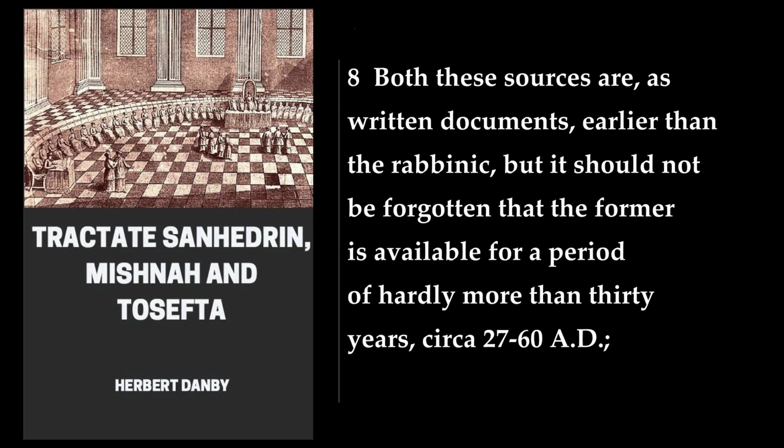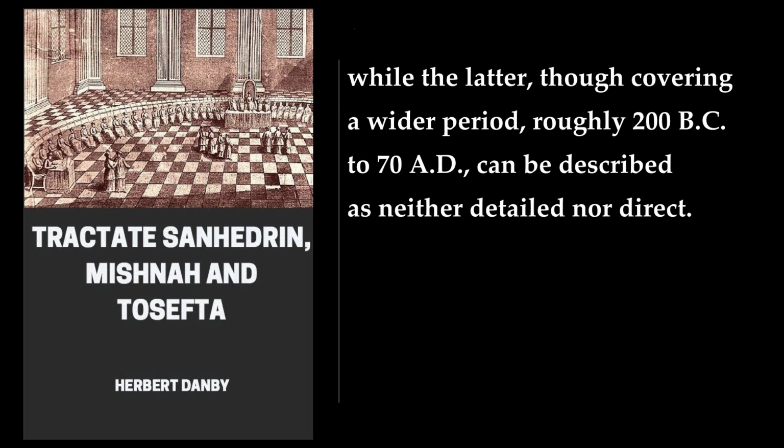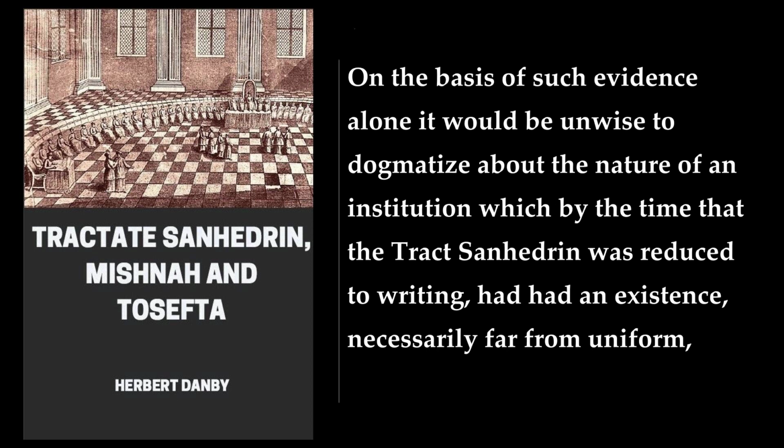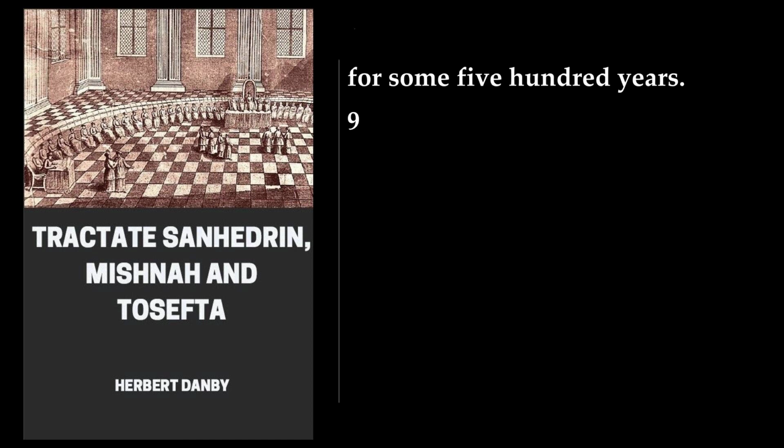8. Both these sources are, as written documents, earlier than the rabbinic, but it should not be forgotten that the former is available for a period of hardly more than 30 years, circa 27 to 60 AD. While the latter, though covering a wider period, roughly 200 BC to 70 AD, can be described as neither detailed nor direct. On the basis of such evidence alone, it would be unwise to dogmatize about the nature of an institution which by the time that the Tractate Sanhedrin was reduced to writing, had had an existence, necessarily far from uniform, for some 500 years.